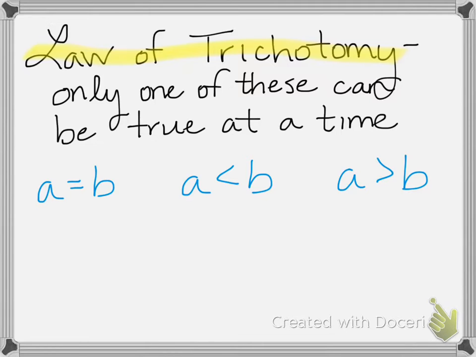The law of trichotomy basically says that only one of these statements down here in blue can be true at a time. It really makes logical sense, right? If we've got A equals B, A less than B, and A greater than B, it makes sense to say that only one of those can be true. We can't have A equals B and A greater than B true at the same time. It doesn't work. So basically what this law states is that you can only have one inequality symbol true at a time.